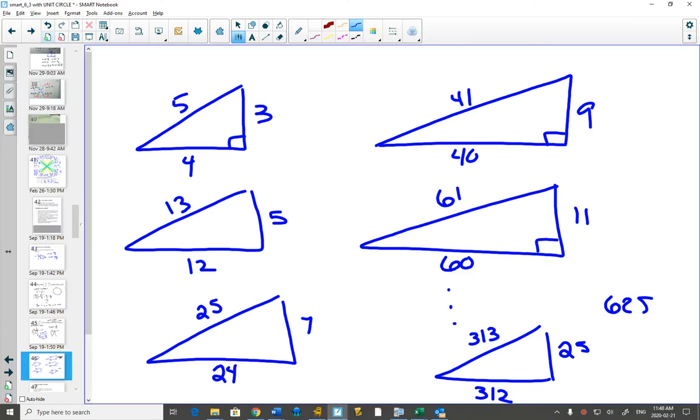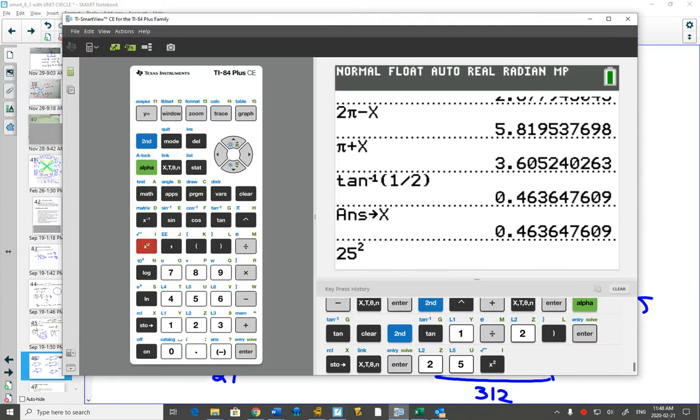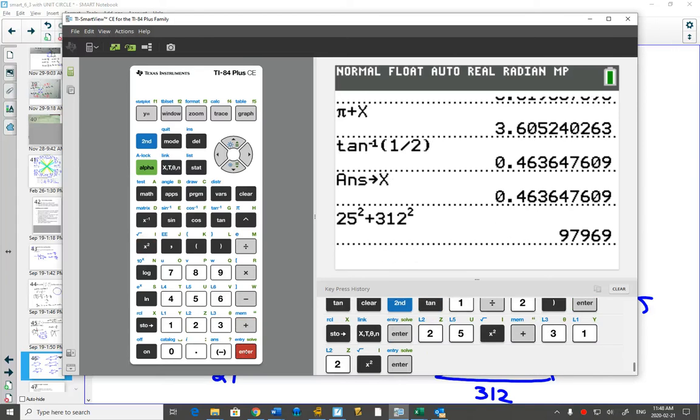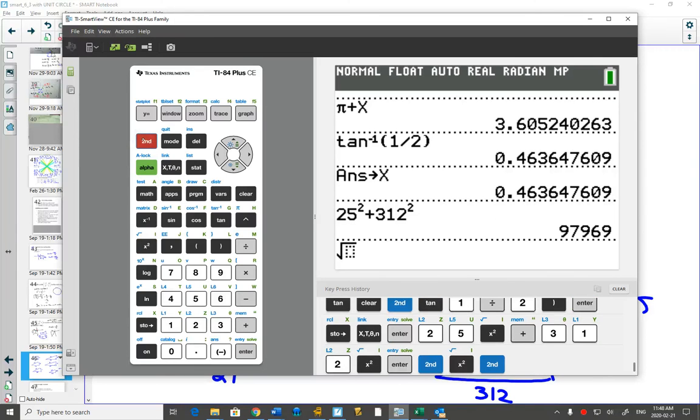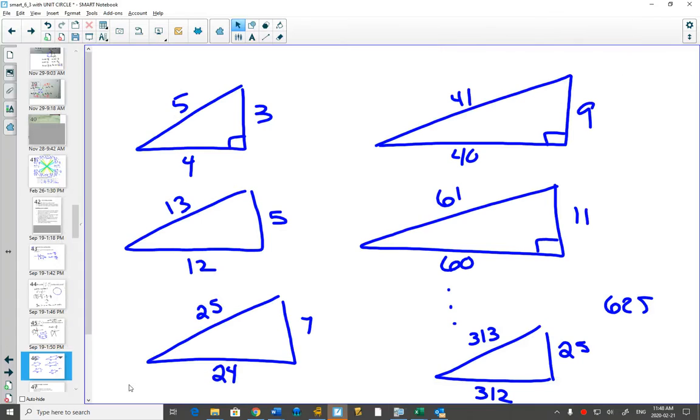It's fascinating. You check it out. 25 squared plus 312 squared. Enter. Square root that answer. And it's 313. Crazy. So this is one pattern of Pythagorean triplets. Not all Pythagorean triplets follow this pattern. There's, of course, other interesting ones that we'll come across.